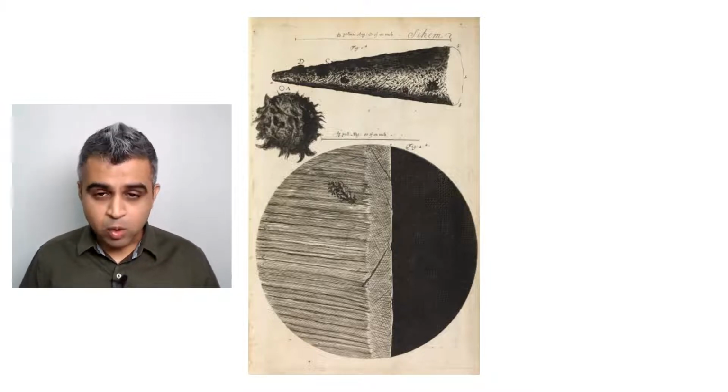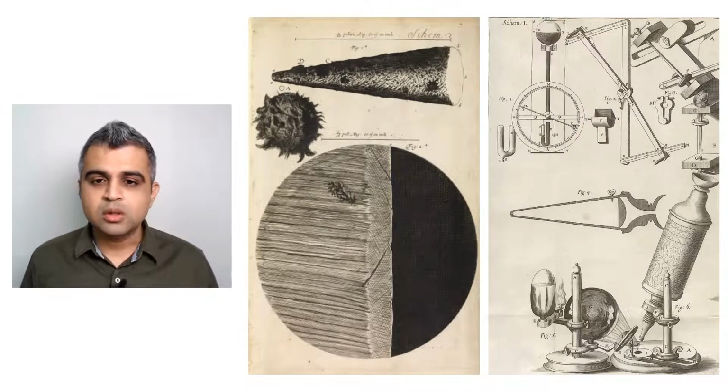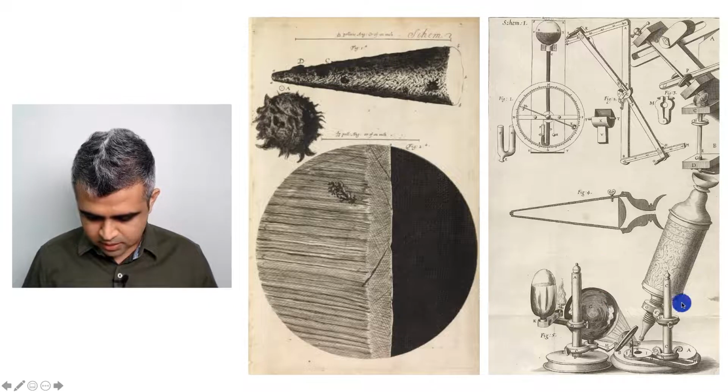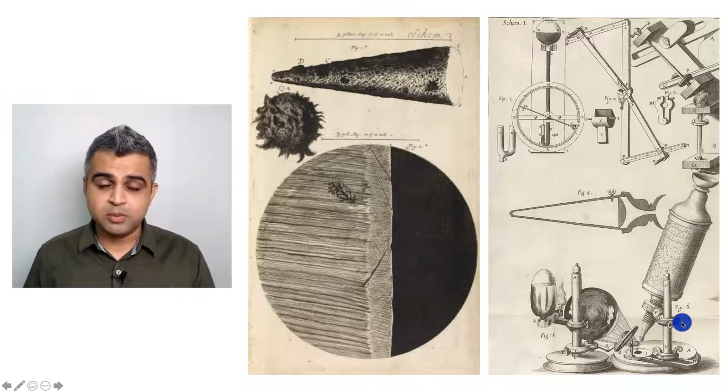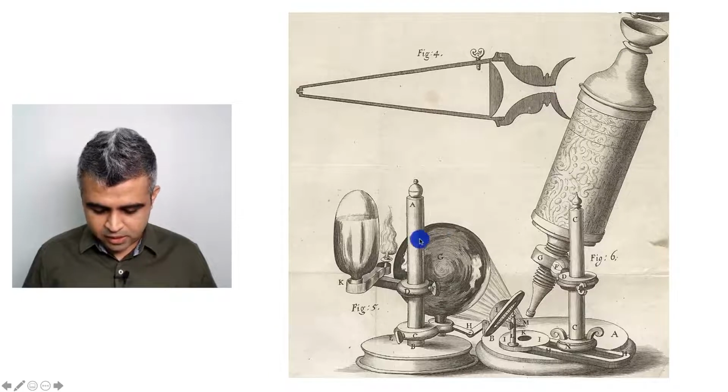Now in his book Micrographia, he also showed the instruments that he was using. So this is the instrument that he had used, the picture which I had shown you before. If I was to magnify this, this is what it looked like. The idea here is that there is a glass piece here, there is a glass piece here, so there is an objective here and there is an eyepiece here.